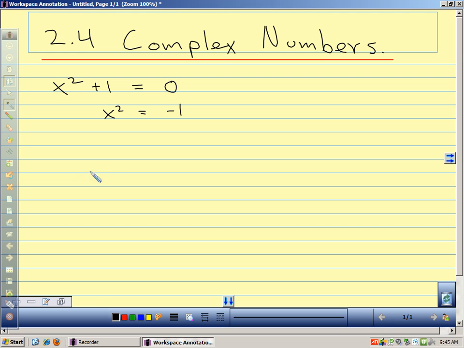So our basic complex number is i, and we define i as the square root of negative 1. The property of i is that i squared equals negative 1. That's our most important idea. The basic idea of complex numbers is we have this number that we call i, where i is the square root of negative 1, and i squared is negative 1.